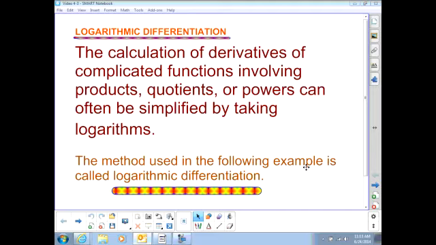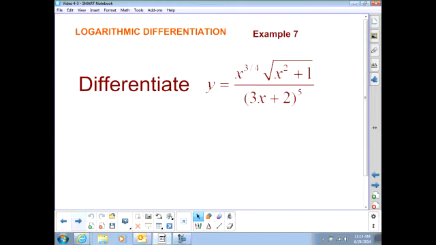In today's video, we'll look at logarithmic differentiation used as a tool to solve complicated derivatives that might have products, quotients, powers that are quite difficult. Now, when we say we're going to use this method of logarithmic differentiation, we are actually talking that we're going to use a natural log.